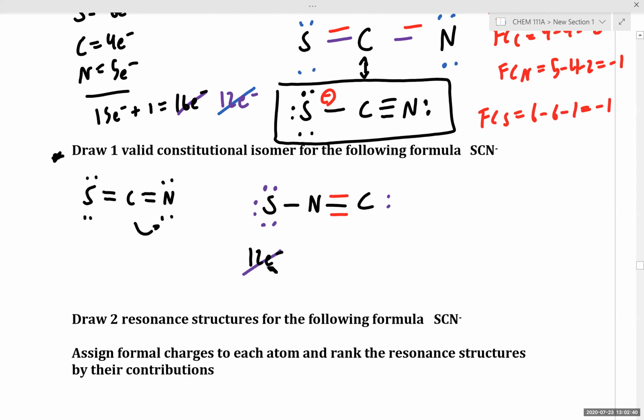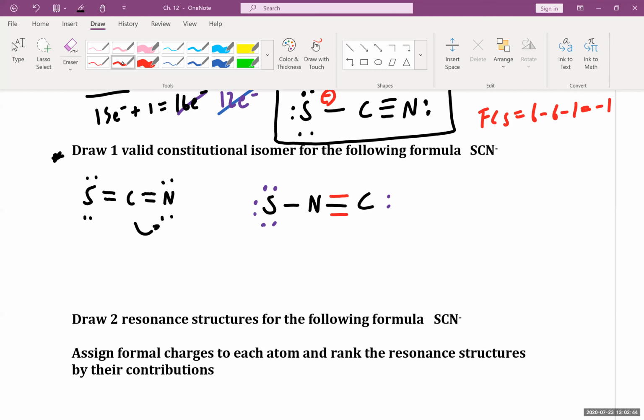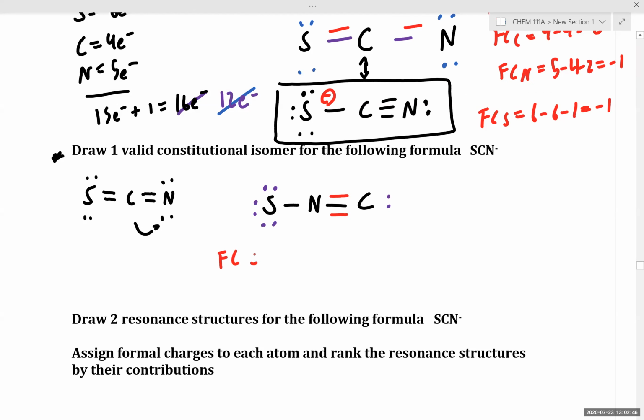The reason why we chose this structure for a constitutional isomer is that we have a formal charge of sulfur of 6 - 6 - 1, which is -1, and a formal charge of carbon, in this case, of 4 - 3 - 1, which is -1, and a formal charge of nitrogen of 5 - 4, which is +1.